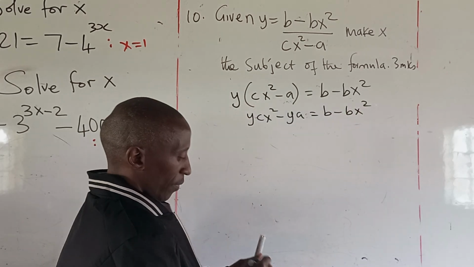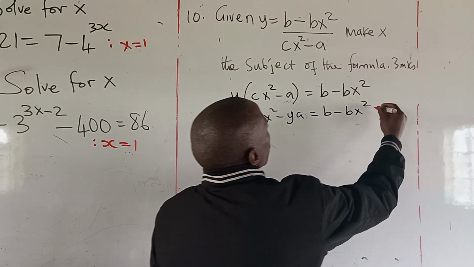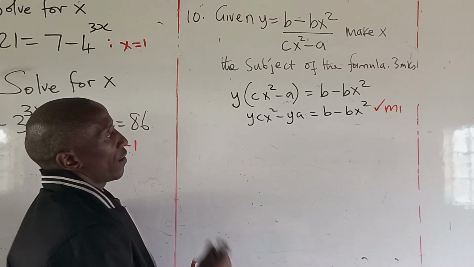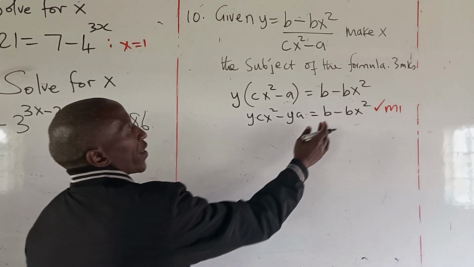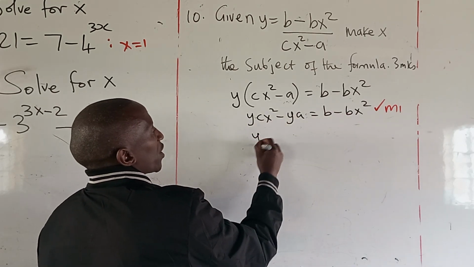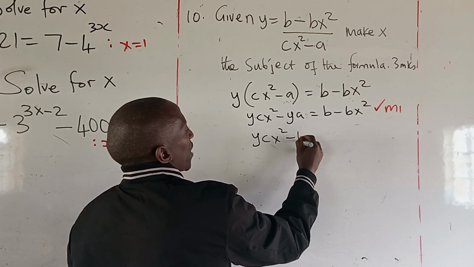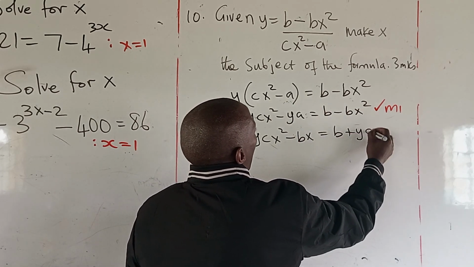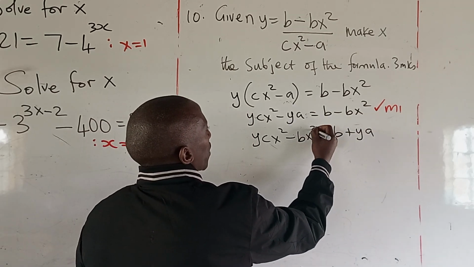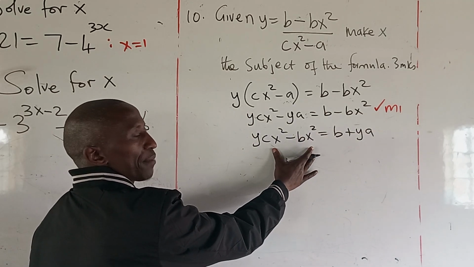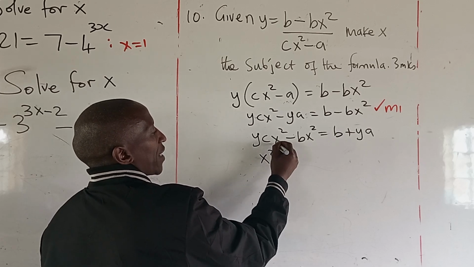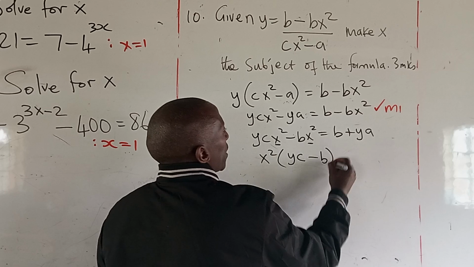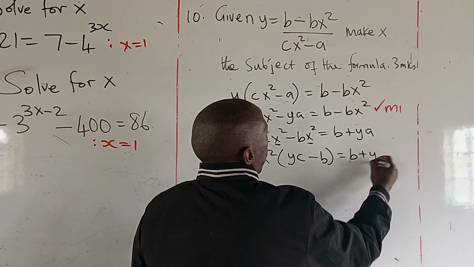At this level, the learner is able to earn an M1. Now, the other method mark will come when the learner is able to put like terms together. That is ycx squared plus bx squared is equal to, shift this on the other side, b plus ya. However, sorry, this is x squared. However, the mark is not yet mature until we factorize. We factorize the x squared and we get x squared times yc plus b is equal to b plus ya.